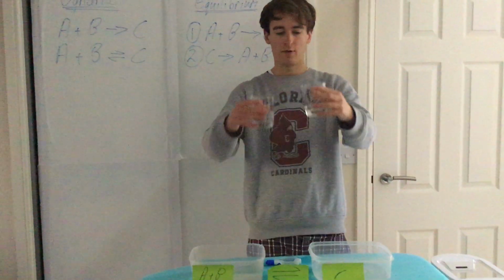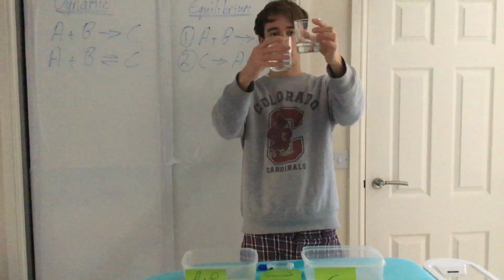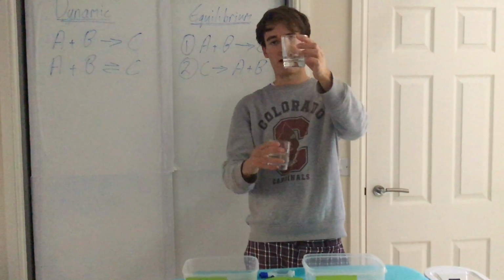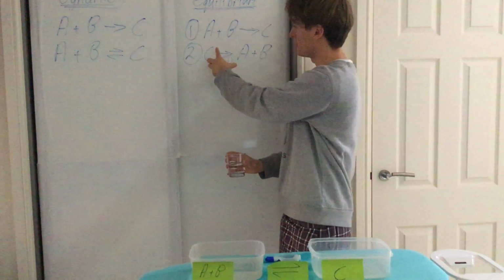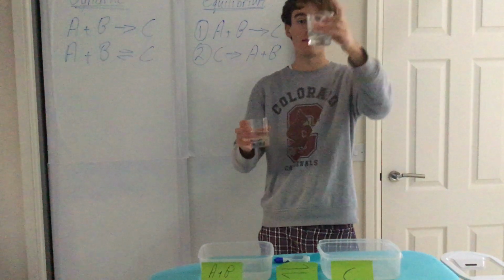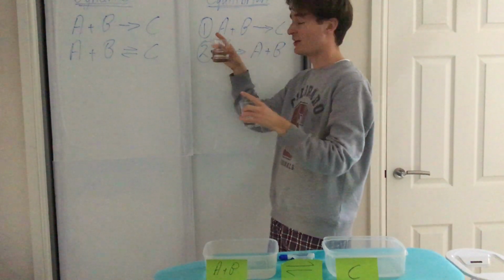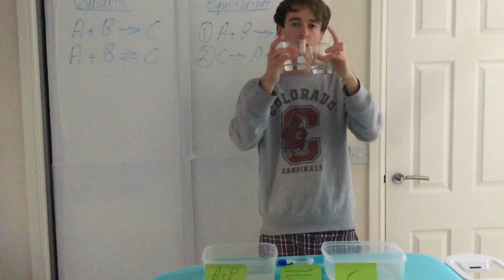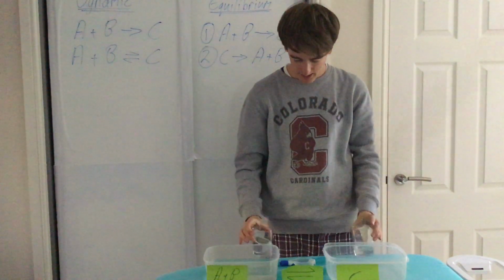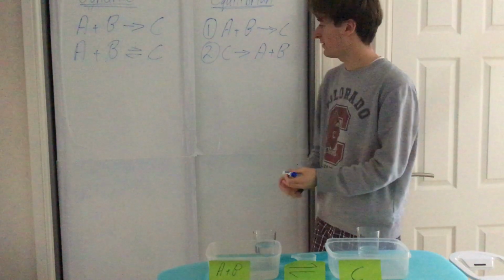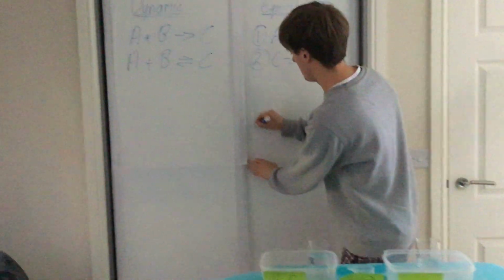And what I see fairly quickly in this case is that a rate of reverse reaction is starting to build up. C is starting to form A and B again. We can see it there in that cup. The rate of forward reaction is still higher, but on the decline. It's decreasing.